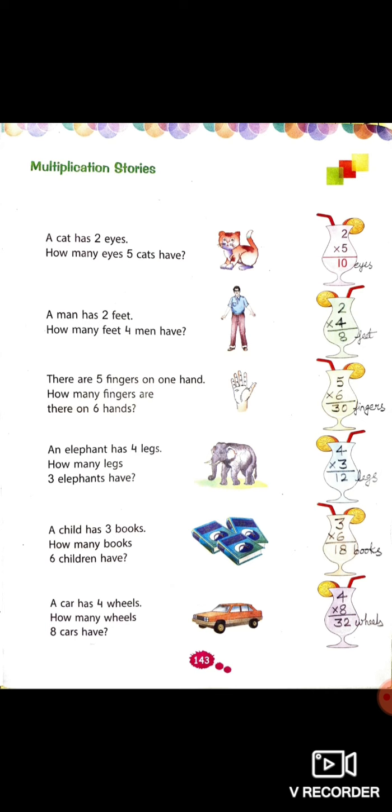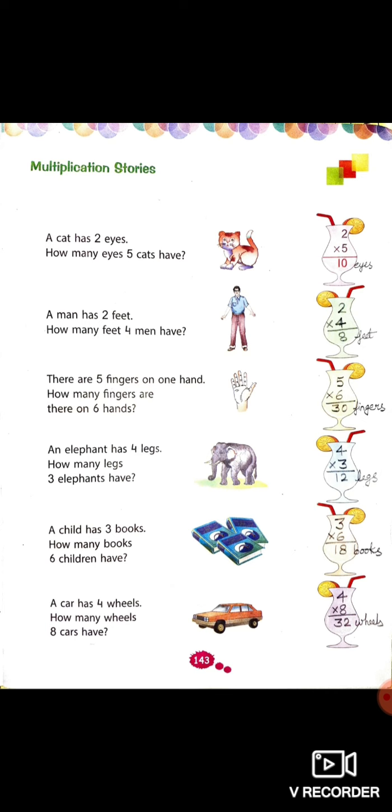Alright, now let us see the next multiplication story. There are 5 fingers on one hand. You can see your hand also, it has 5 fingers. So this is the first information which is given to you. Now what is asked? How many fingers are there on 6 hands? So information about one hand is given and it is asking about 6 hands.